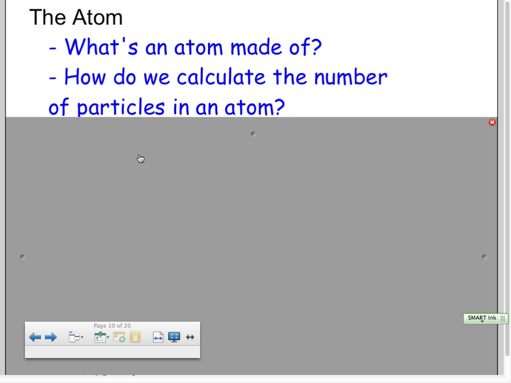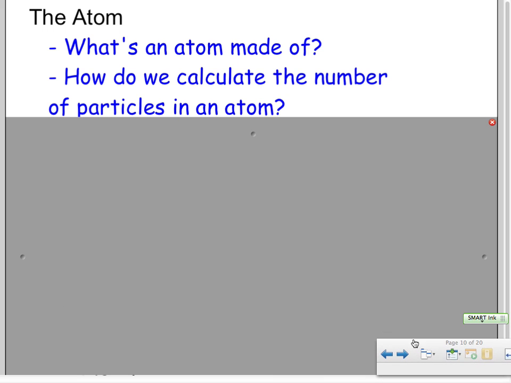Okay, let's begin our notes. Today we're going to be learning about the atom, what it's made of, and how to calculate the number of particles inside the atom, which is the protons, the neutrons, and the electrons. We're going to do notes a little bit differently, so you're just going to copy things the way that you see them on my screen. So let's go ahead and begin.